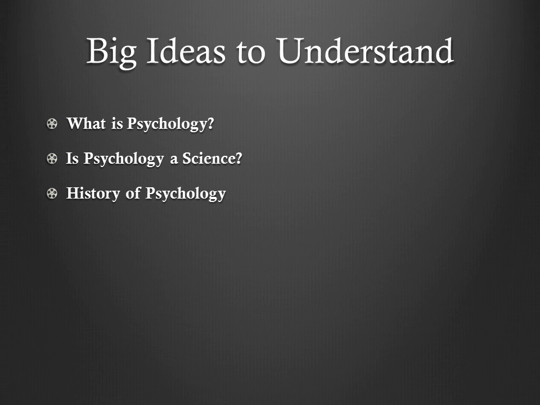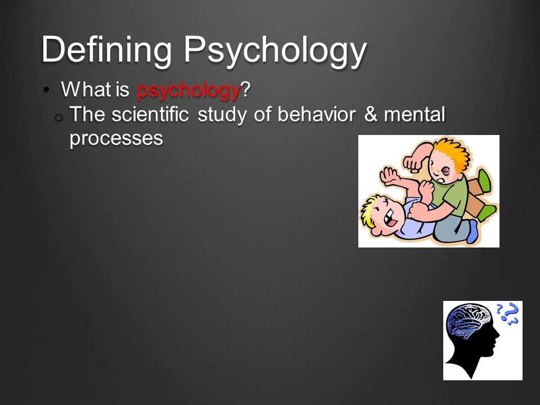So let's first start with what is psychology. Psychology is defined as the scientific study of behavior and mental process. So what is behavior? Behavior is observable acts. Behavior can be anything like you kicked your brother. Behavior could be whether you raised your hand in class. These are things that you notice and you can observe.